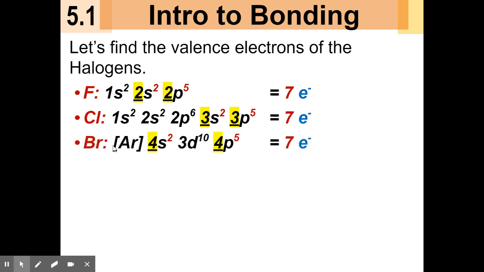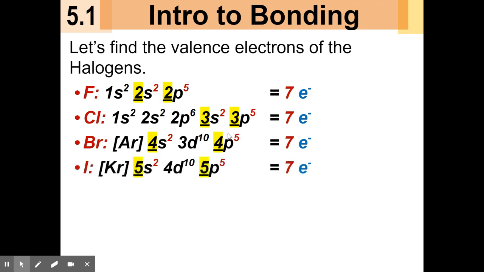Bromine. Now, I gave you a noble gas configuration. Its full electron configuration is 1s2, 2s2, 2p6, 3s2, 3p6, 4s2, 3d10, 4p5. The highest energy level here is the fourth energy level. And again, there are 1, 2, 3, 4, 5, 6, 7 electrons in that outermost energy level. All right, same with iodine.